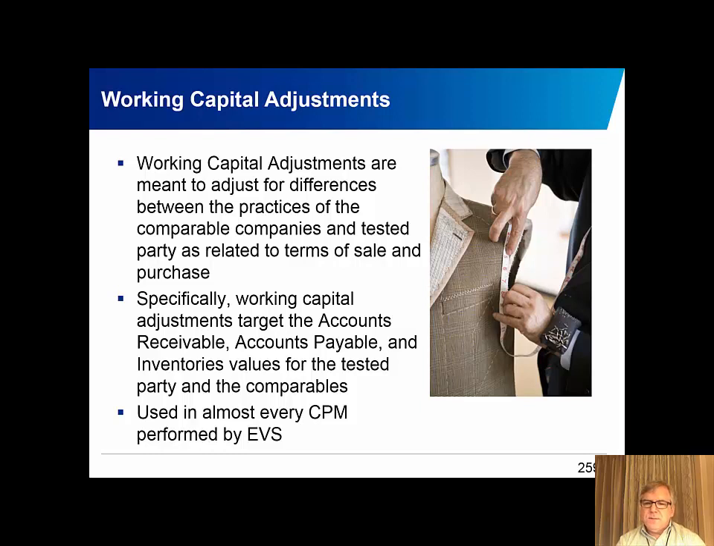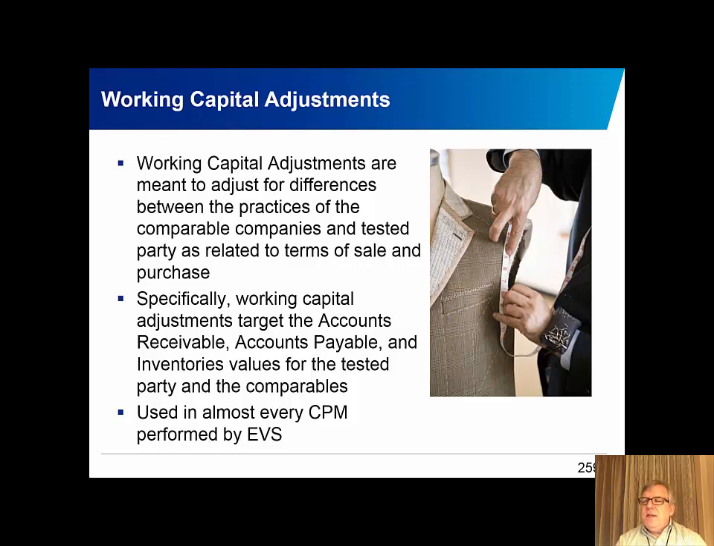And therefore will have an impact on how we do our transfer pricing. I like to think of these adjustments as a little bit like this image you see on the right, which is that we are custom tailoring these firms to make them a better fit for our tested party. And that's essentially the concept here of making an adjustment.